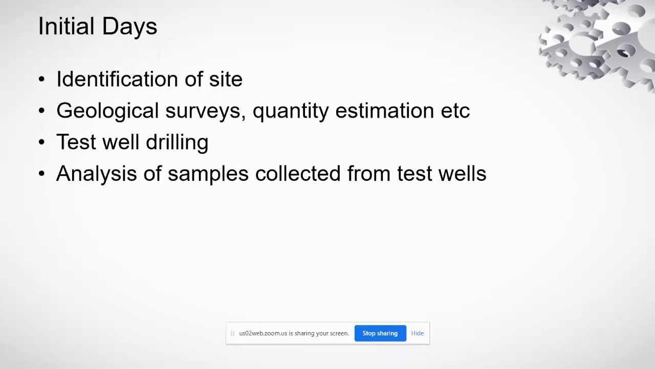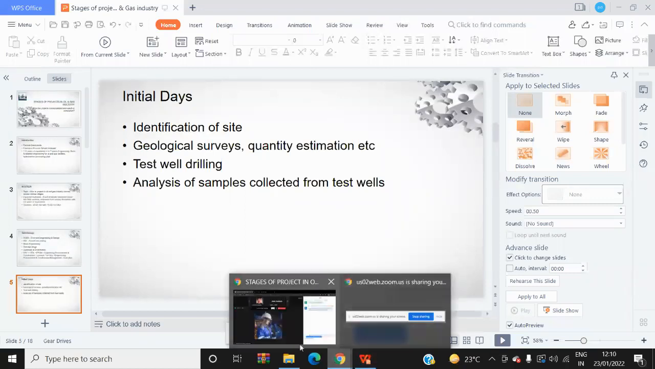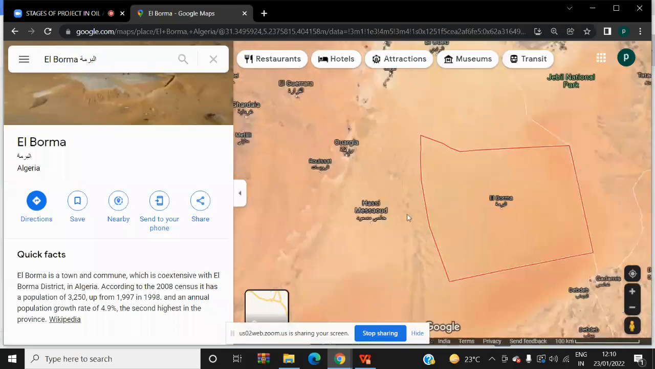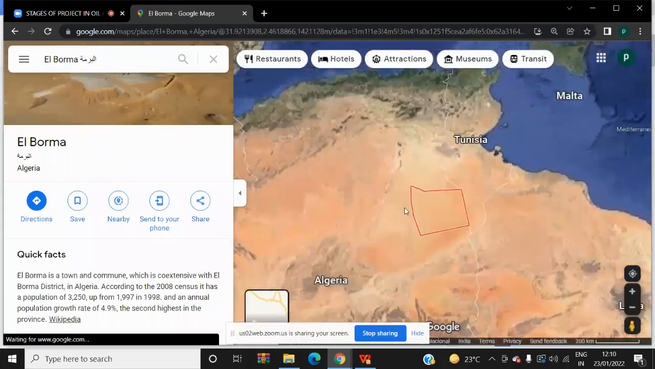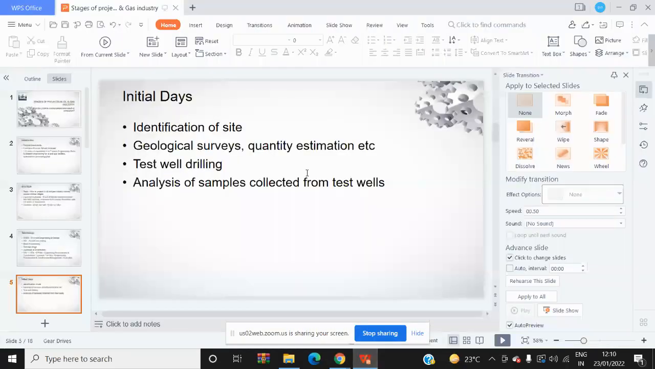Let's start with the story. The story I'm going to tell you about is a plant located in the Borma district of Algeria. This plant is known as the Almark plant. As you can see, this is purely in the middle of the desert. Algeria is a country which is largely desert.